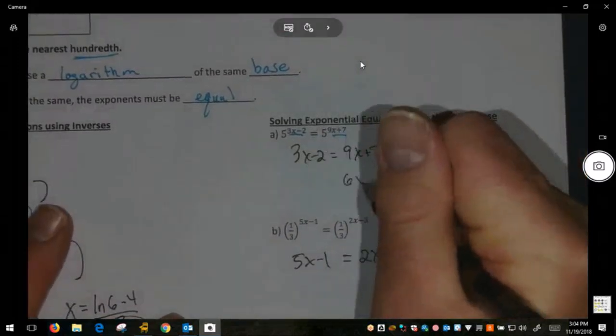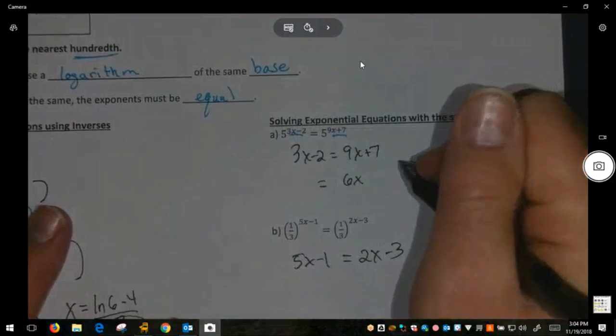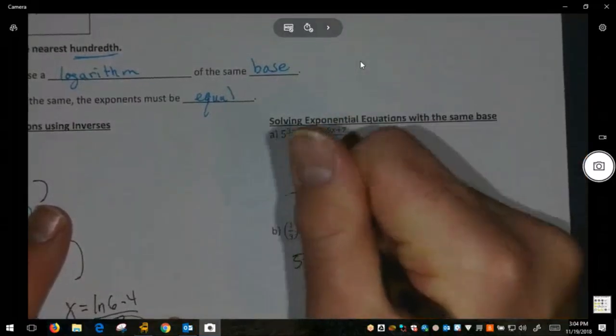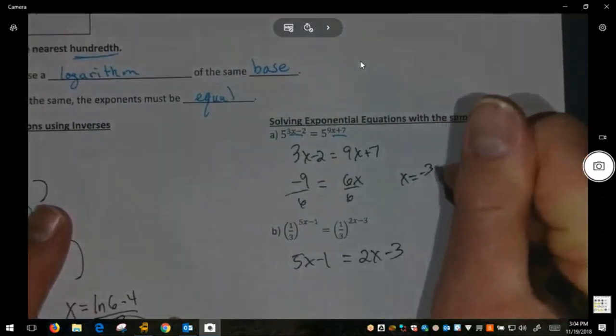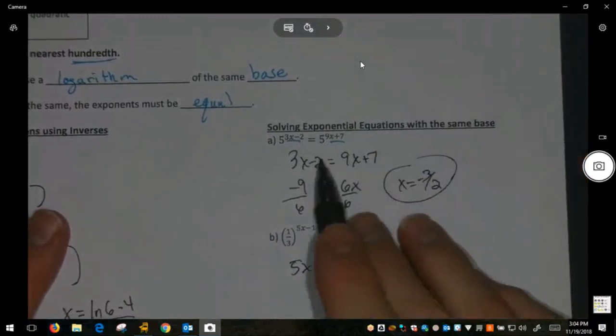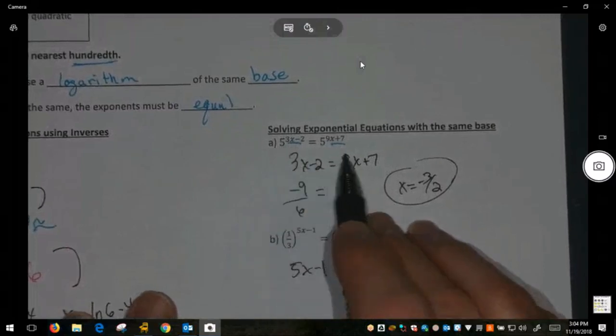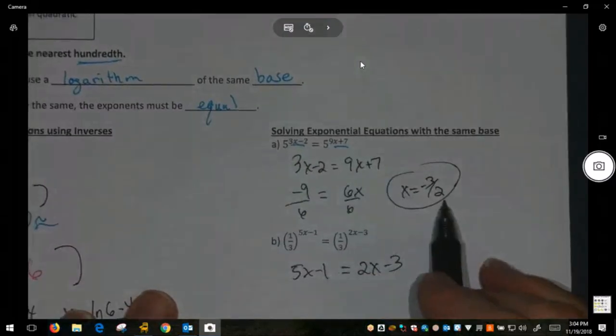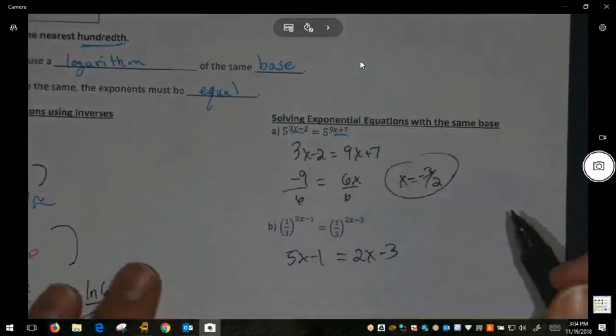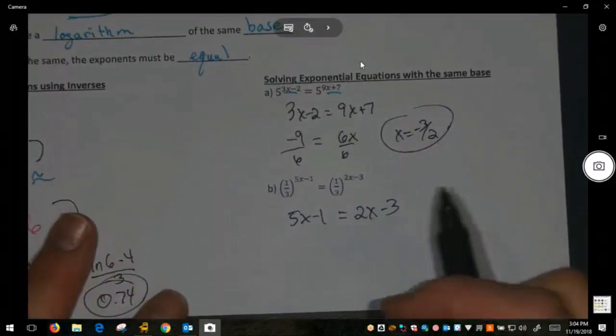When we solve here, we have 6x equals -9. Divide by 6, x equals -3/2. We should plug it back in to both sides to make sure that it works, putting this on the left-hand side of our calculator, this on the right-hand side, making sure when we plug in -3/2, the equation is balanced. Over here, we do the same thing.